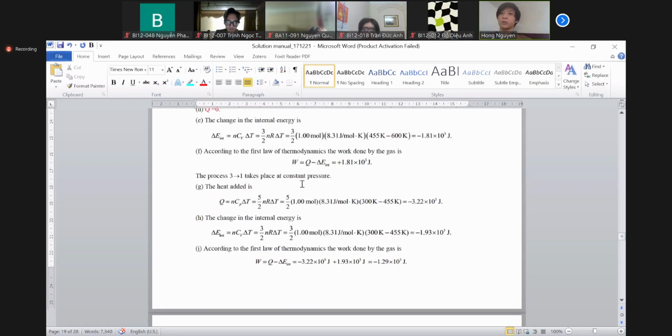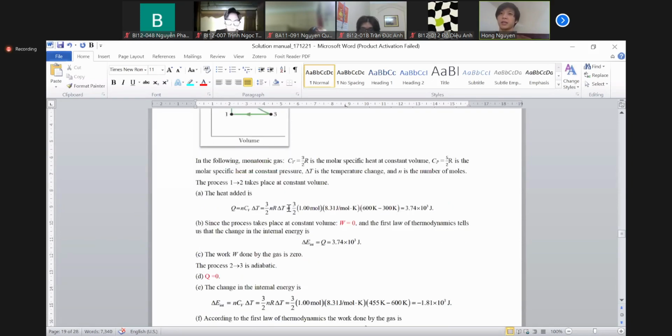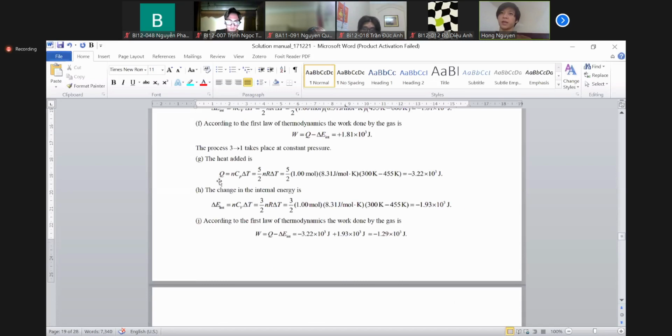For the process 3 to 1, what do we have? 3 to 1, this is a constant pressure, right? Then for a constant pressure process, we can write the heat equal NCP delta T. This time we use CP. Then we should be able to have the final result. The change in the internal energy, once again, equal to NCV delta T. And according to the first law, we can calculate the work also.